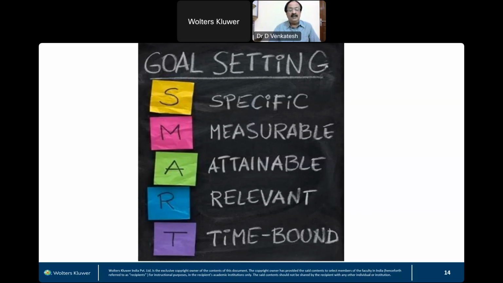Now, it should be attainable. You cannot have a desire which is out of turn or which is not reachable within the stipulated time. So it has to be relevant to the context, and it has to be time bound. You cannot say, I'll pass my first year, but you need to specify that I'll be passing at the end of 12 months. So it has to be time bound, and you clearly say that I'll complete my graduation in 5.5 years and not beyond that. So it has to be time bound, and when you have a time bound goal, you will have the measures or the methods to achieve it.